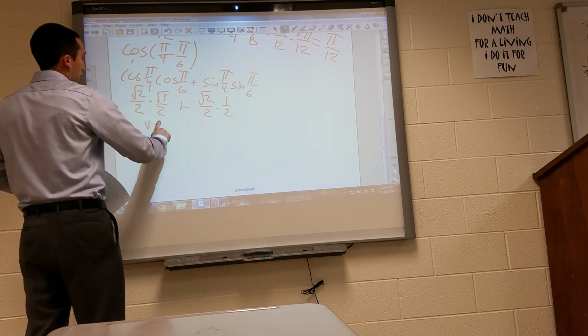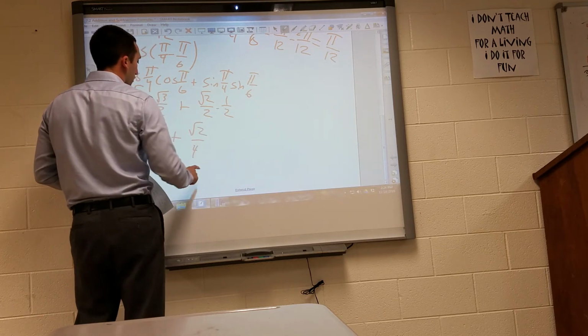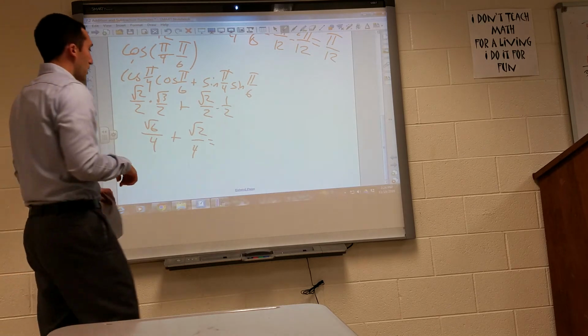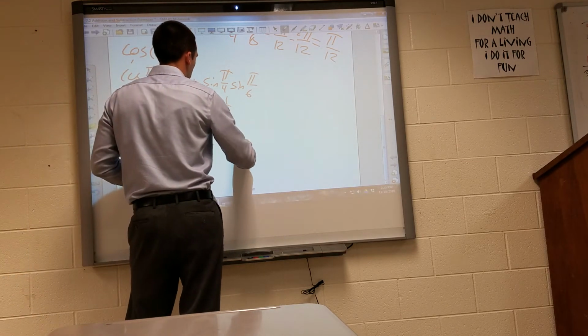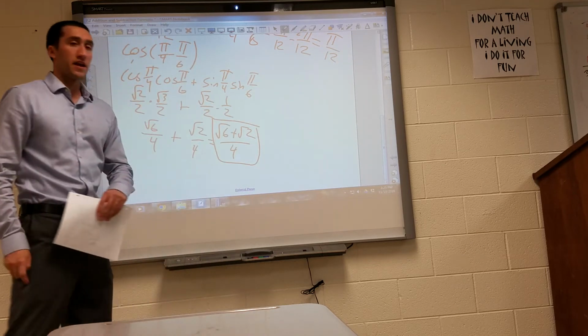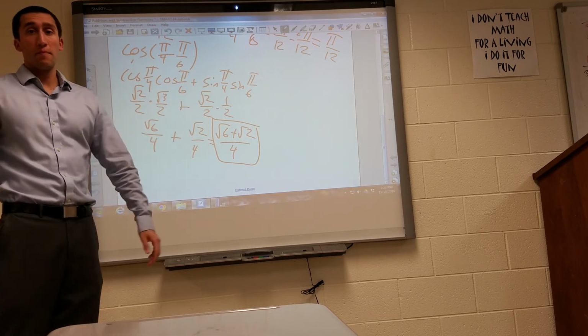So this gives us radical 6 over 4 plus radical 2 over 4. Now since we're adding, we still can't combine the radical 6 and the radical 2. So I end up with radical 6 plus radical 2 over 4. And that is the exact value for cosine of pi over 12.